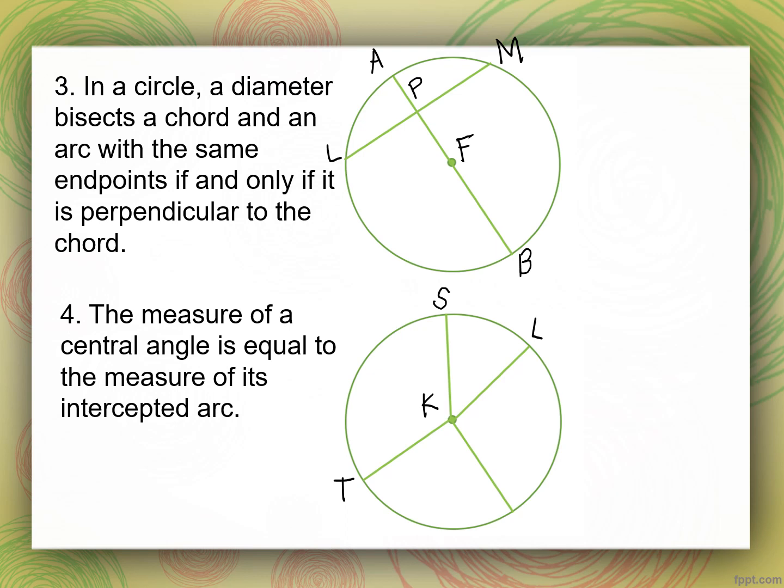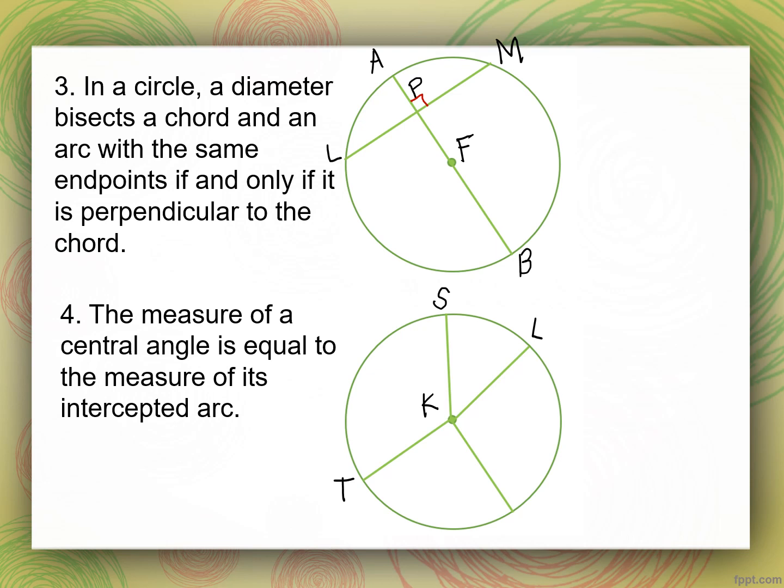Okay, let's have the third one. In a circle, a diameter bisects a chord and an arc with the same endpoints if and only if it is perpendicular to the chord. So let's have circle F here. Okay, so as you can see, AB is the diameter of the circle, and we have LM here, which is a chord. Now, based on the given theorem, if the diameter is perpendicular to the chord, so let's say this is perpendicular, okay, so it forms a right angle, then we can say that it bisects both chord LM and arc LM.